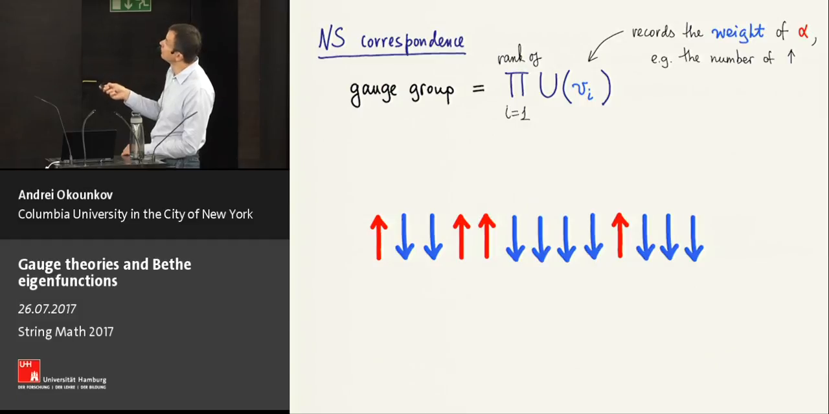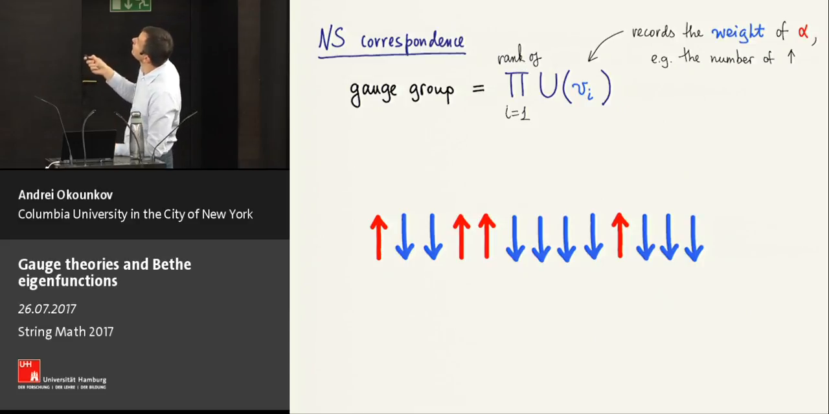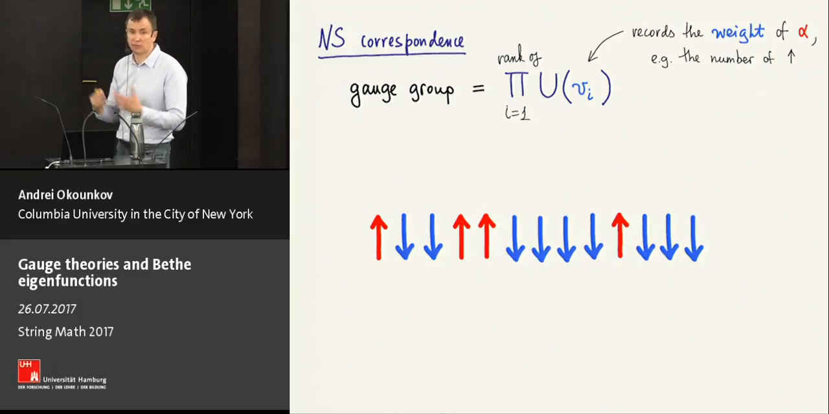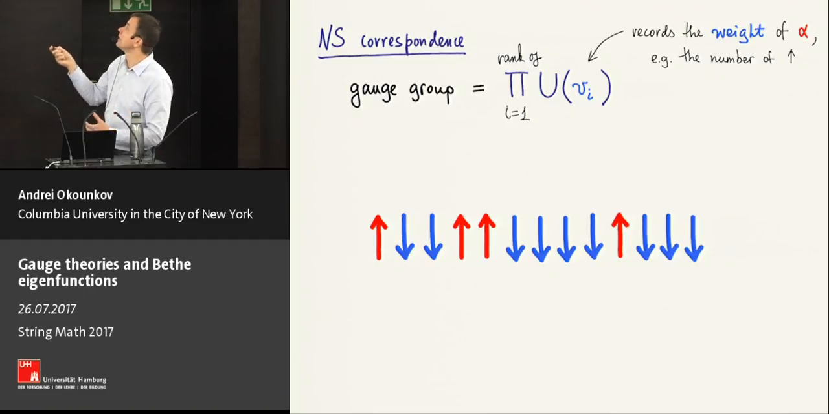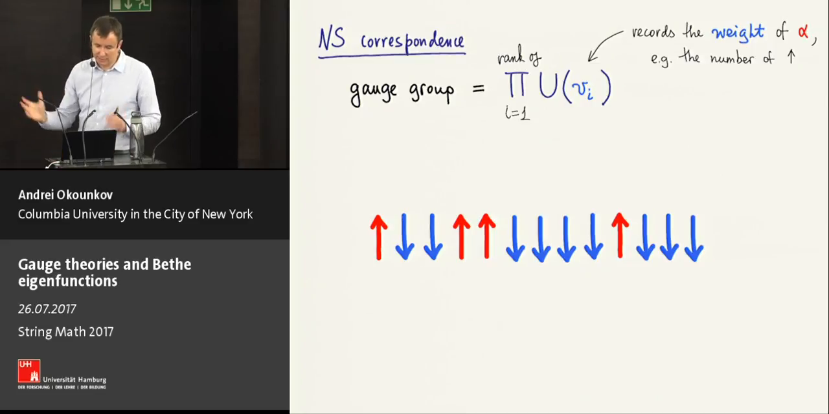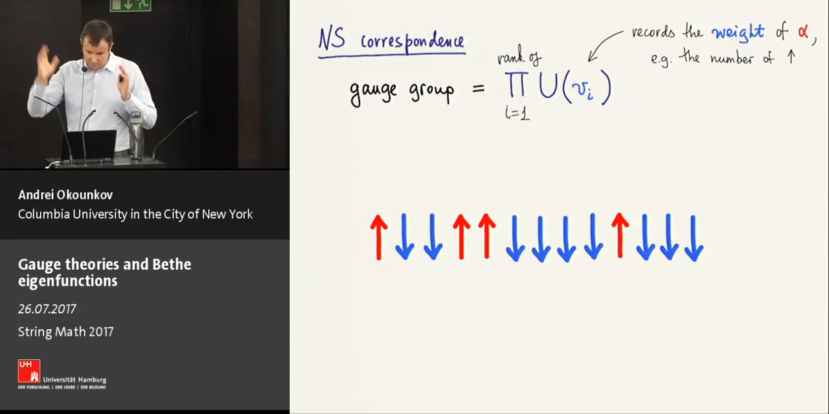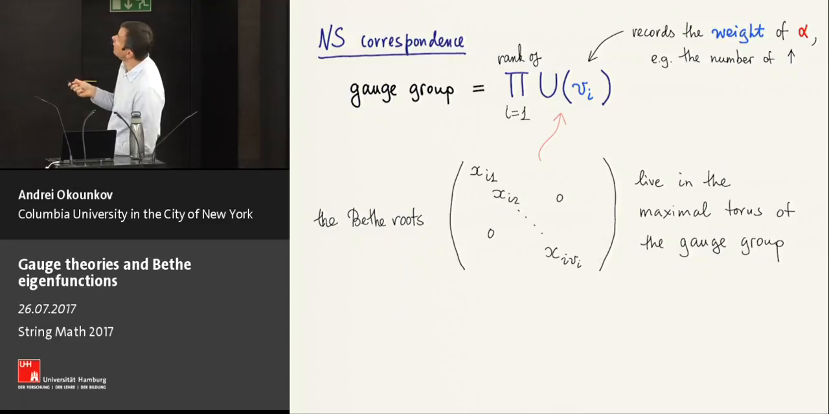So if I think of all spins down as a vacuum, then four spins up means my weight changed by four units as I go from the vacuum. And so here my gauge group will be U4. In higher rank, this is the weight for a lattice, and if you go from the vacuum to a certain weight, this tells you what the ranks of the gauge group should be. So the ranks of the groups are like the number of spins up in some higher rank sense. And then the Bethe roots are nothing but the elements in the maximal torus of this group.